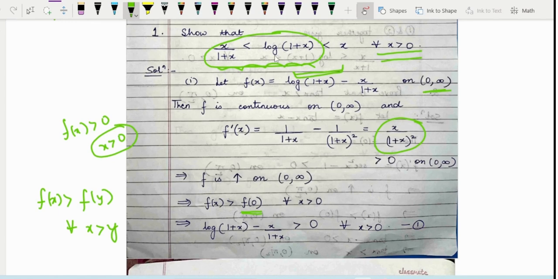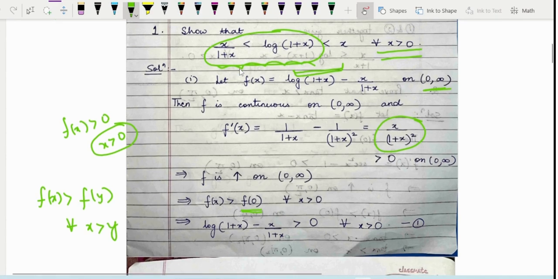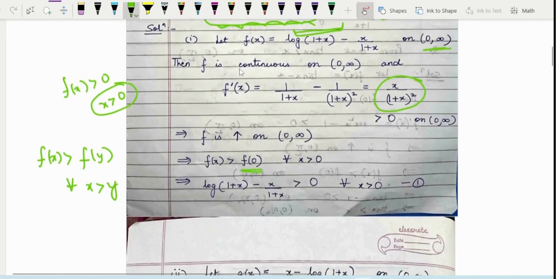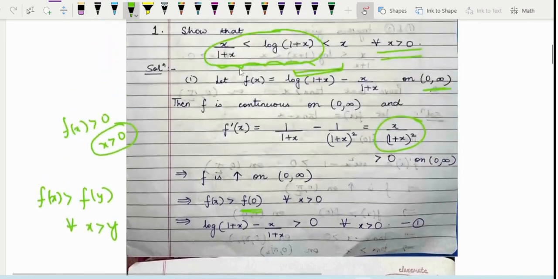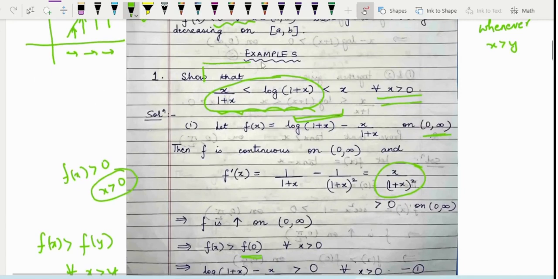Why 0? Because looking at the inequality, the expression that you defined as f(x) was expected to be shown as positive. So if we are saying f(x) > f(0), you can see when you put x equal to 0 here, what is f(0)? Log of 1 is 0, minus 0. So f(0) is 0. So in a way you are saying that f(x) is more than 0, but f(x) was defined by you as log(1+x) minus x/(1+x). So that means you are saying log(1+x) is strictly greater than x/(1+x), which proves the first half of the inequality. This part is done.